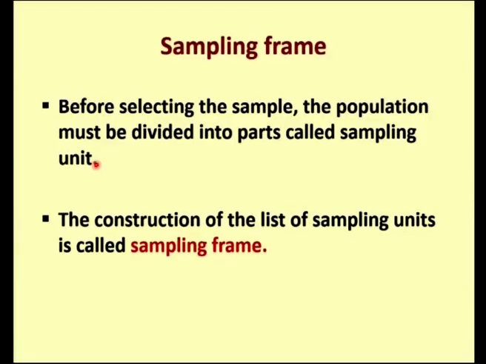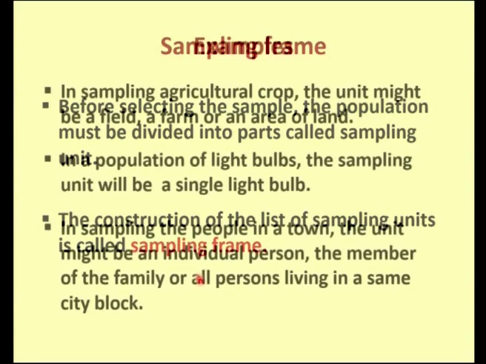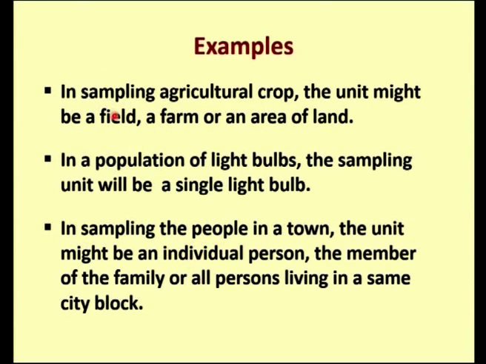So, having decided that we are going to take a sample from the population, now how to take a sample? It is given in two steps, that is, you have to consider the sampling frame. Before selecting the sample, the population must be divided into parts called sampling units, and the construction of a list of such sampling units is called the sampling frame. And we have some examples here.